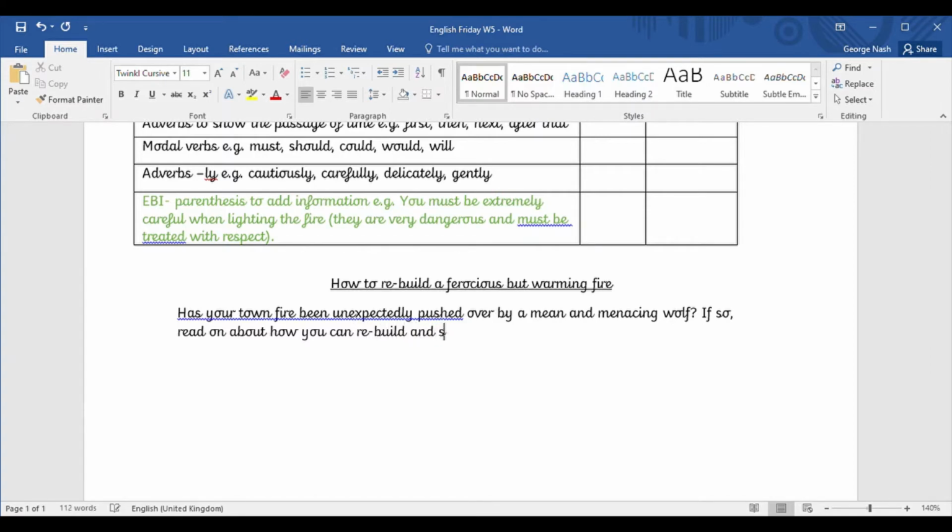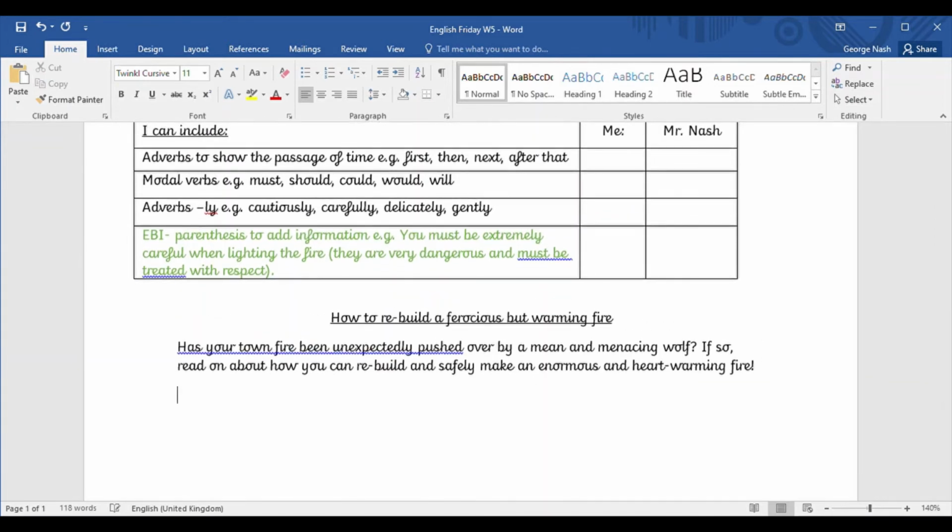and create and safely, because remember it's important to stay safe, and safely make an enormous and heartwarming fire, exclamation mark. Has your town fire been unexpectedly pushed over by a mean and menacing wolf? Okay, so there's a nice question there. If so, read on about how you can rebuild and safely make an enormous and heartwarming fire.